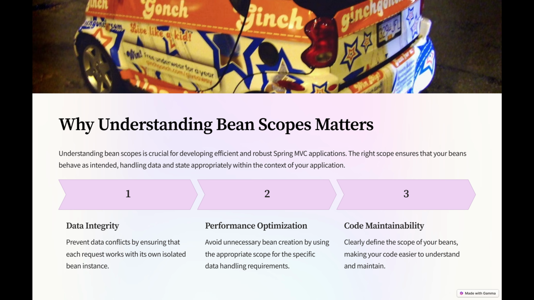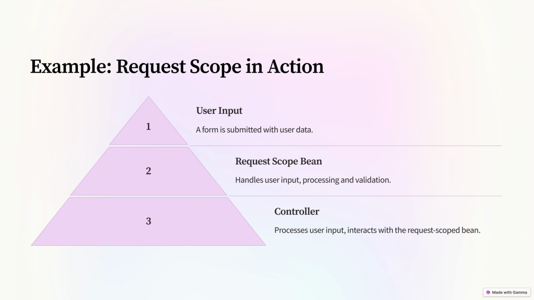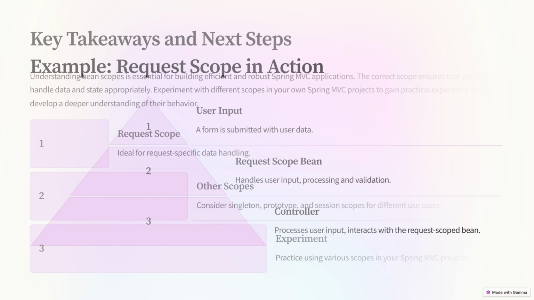Let's see how the request scope works in action. 1. A user submits a form with input data. 2. A request scoped bean handles the data for processing and validation. 3. The controller interacts with the bean to process the request. This ensures that each user's data is handled independently, without interference from other requests.